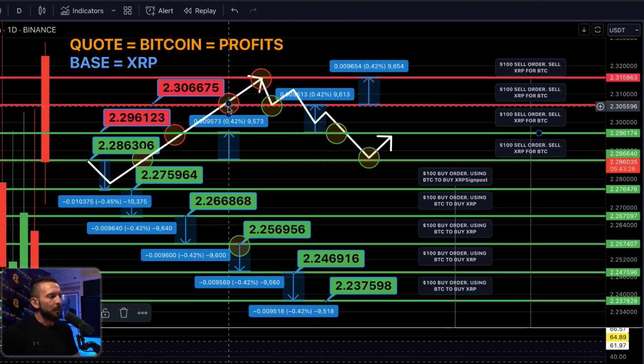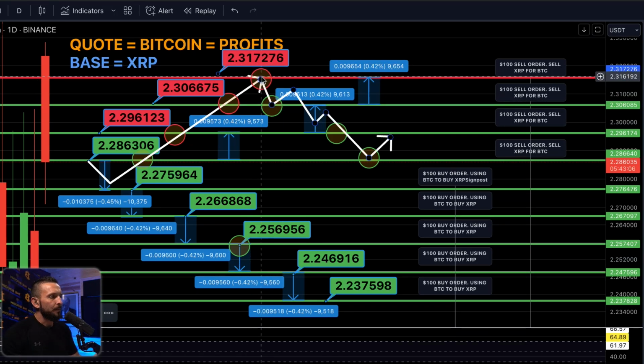Now, price keeps going up and it hits this next one. It sells another $100 worth of Bitcoin and makes 42 cents profit. And then it turns this line green. Then it goes up here and sells at $2.31 and it makes another 42 cents profit. Now, after it gets up to that next one, it would turn this line green after it sells at this price point. So now price starts coming back down.